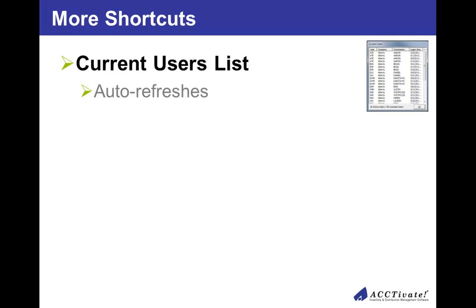Number one is being able to look at the current users list. From the help menu, you can choose View Current Users, and that'll give you a list of all the users that are in Activate, and it auto refreshes every few seconds. So if you're waiting for everyone to close out of Activate to do a software update, or you'd like to back up and you want to make sure everybody's finished up, you can open that View Current Users list and look at that. It does auto refresh every 5 or 6 seconds, but at any time you can hit F5 to refresh that list.